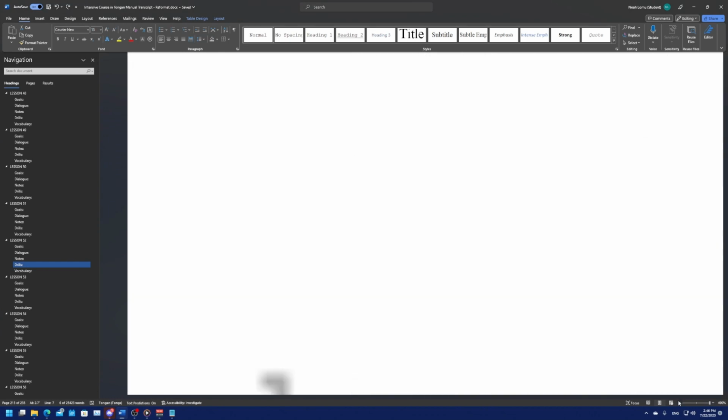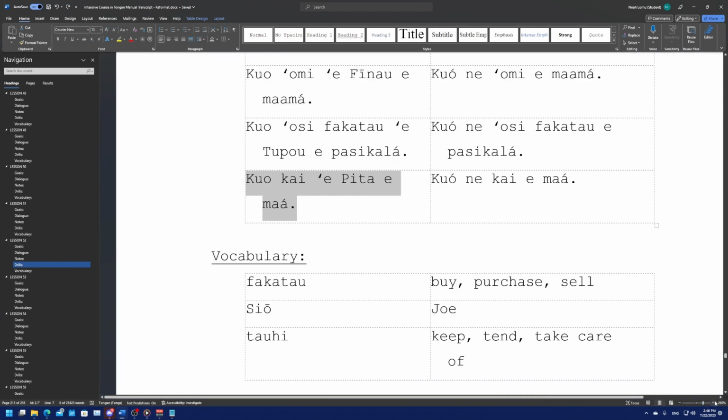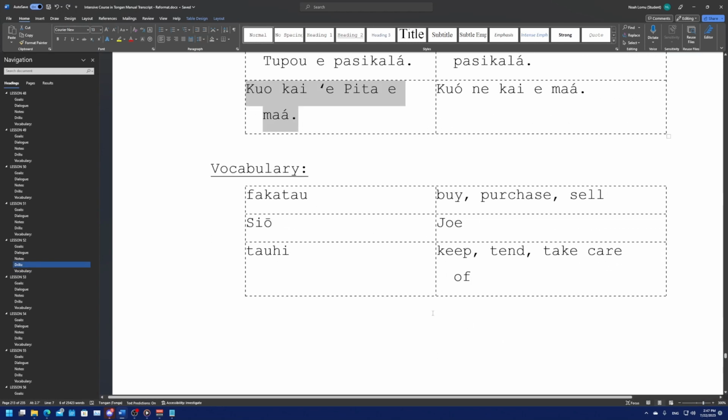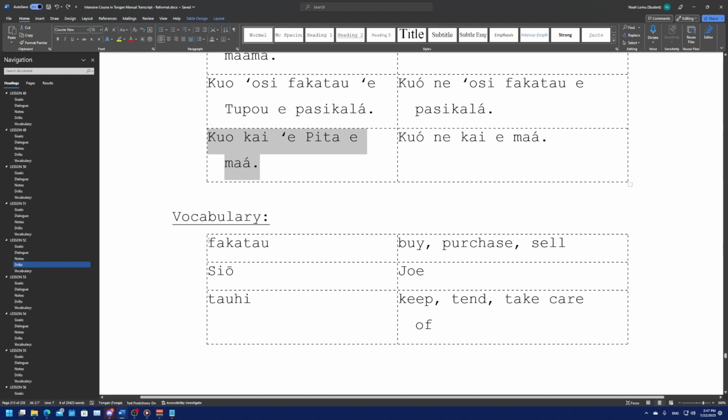All right. So let's go back to 300. Okay, so we learned just three vocabulary words. So fakatao is new to this. It's like to engage in commerce, I guess. So it's buy, purchase, or sell.